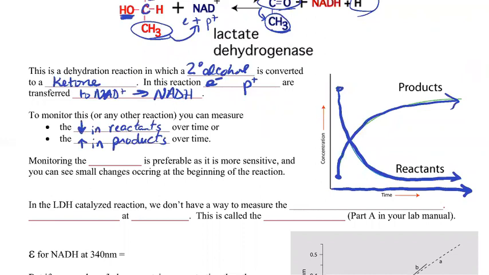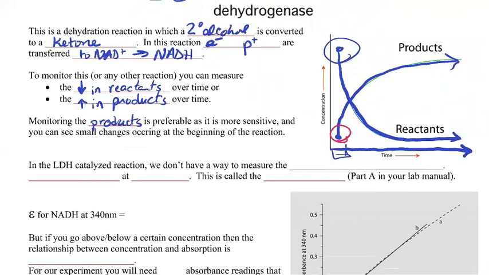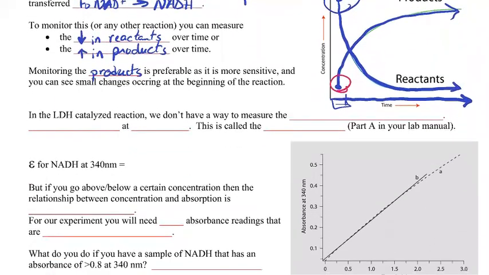But really, we do have a preference. We would rather look at the products, because in the very early time points, it's hard to see a small drop when you already have a high concentration of something. So we prefer to look at the products, because you can see a small increase when you're starting out with basically nothing, and then you're creating more and more product. That's easier to see those small changes in the beginning of a reaction. So we prefer to monitor the product.